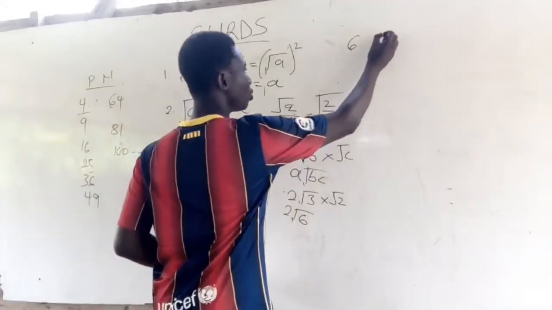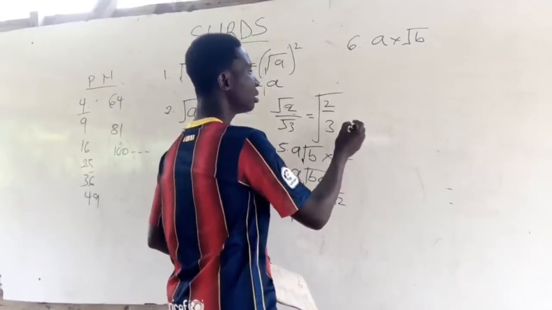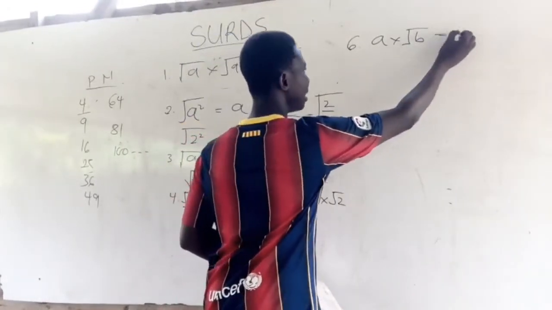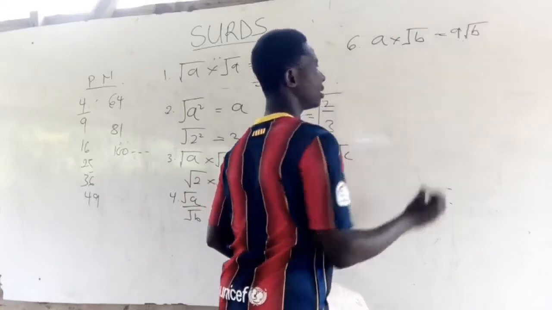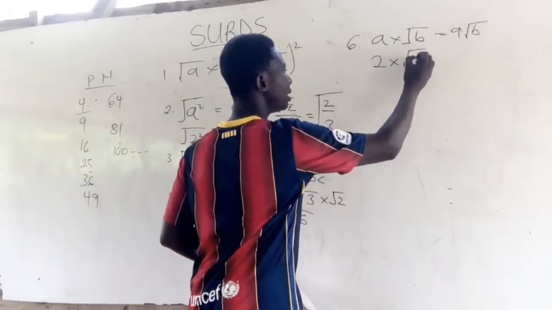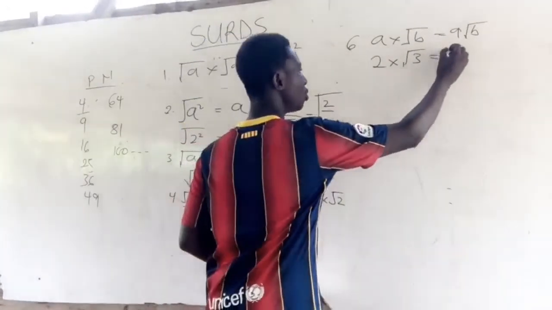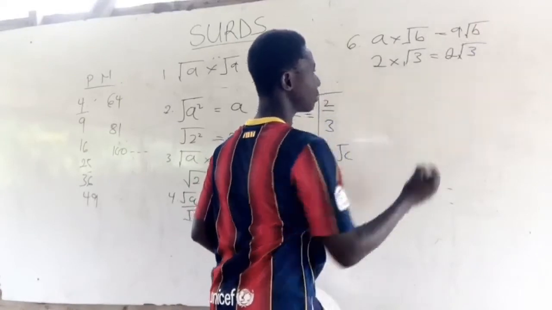A times root b. So a times root b, we are going to get a root b. For instance, when you're having 2 times root 3, we are going to get 2 root 3.